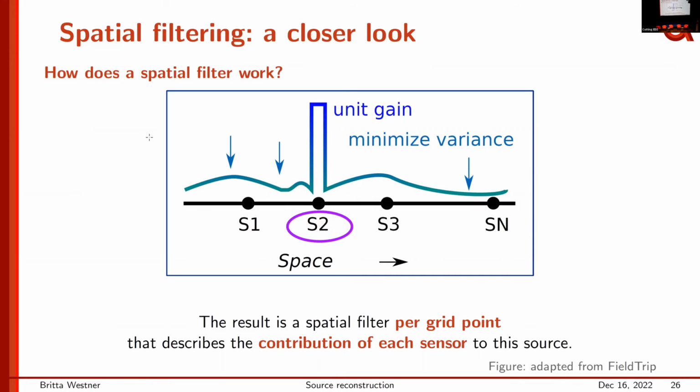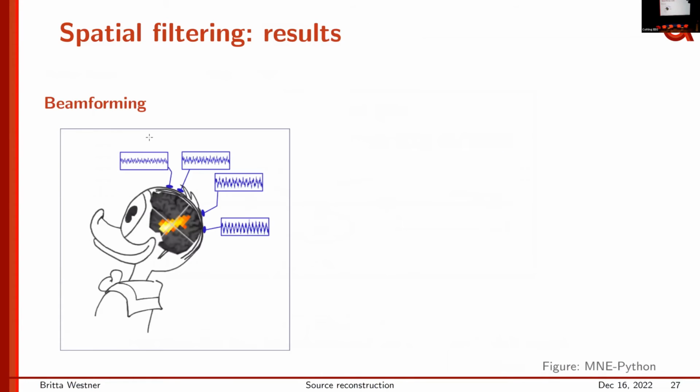And what we end up with is a spatial filter per grid point. So one spatial filter is sometimes also called one set of weights per grid point that describes the contribution of each sensor to this grid point, and all together, many, many spatial filters then build our beamformer solution. Okay, so that might look something like this. Quickly, the pros and cons, and then I will get a bit more into what you might need to look out for when computing a beamformer.